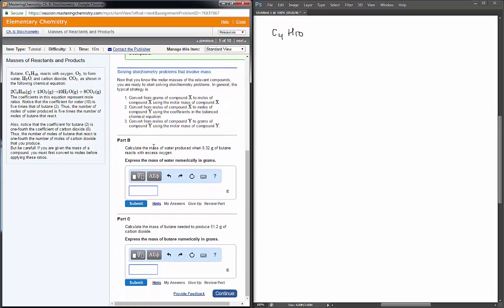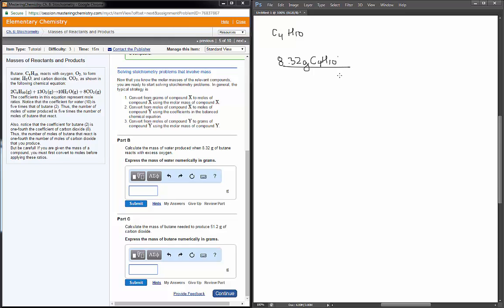So next they want to know what mass of water would be produced if 8.32 grams of butane reacts with excess oxygen. We've got this equation here that says 2C4H10 plus 13O2 goes to form 10H2O and 8CO2. So if I start with 8.32 grams of butane, that is C4H10.